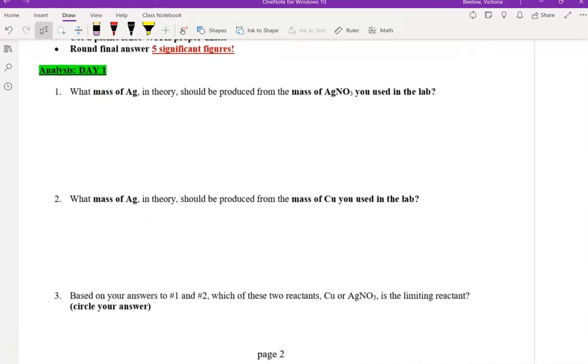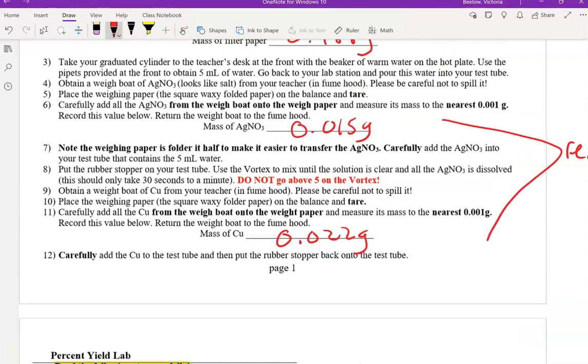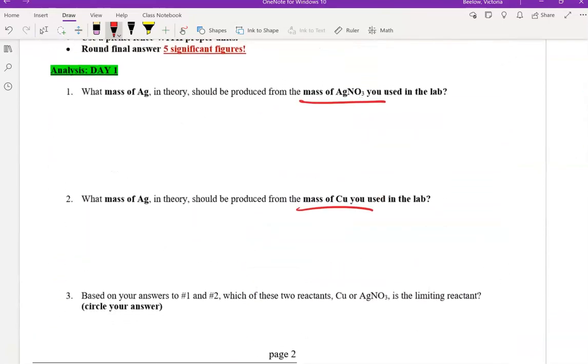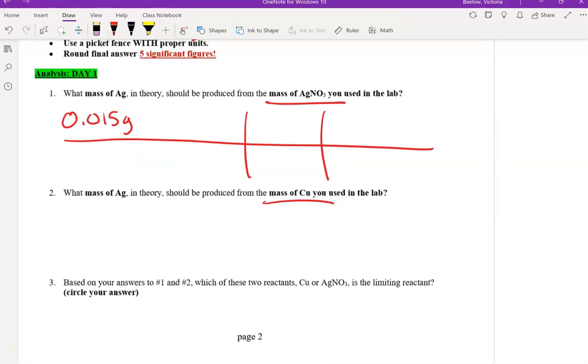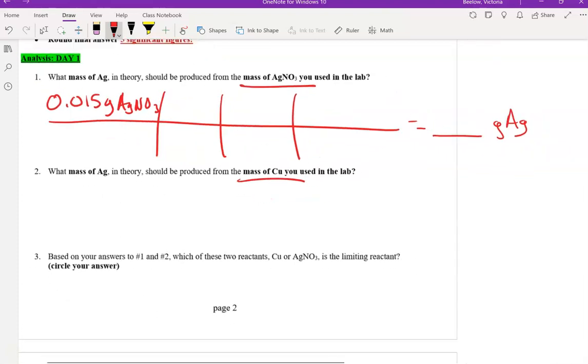However, you still have to do your day 1 analysis. So we used 2 reactants in this lab, silver nitrate and copper. So you have to figure out which is the limiting reactant. So for question number 1, you're going to use your mass of silver nitrate, which was 0.015. And you want to convert that silver nitrate into grams of silver. So this is a grams to grams picket fence.